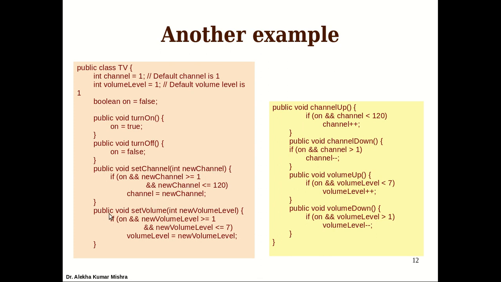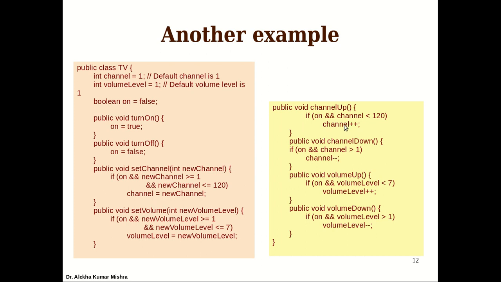Then set volume. We can also set the volume. The volume level is maximum 7, minimum 1. Again, the TV has to be on first, and the volume level should be within the range. Then we can update the current volume level with the new one. So volume level is updated by set volume, channel is updated by set channel, and we can do channel up. Generally we have a plus button and a minus button, right? These two methods, public void channel up and public void channel down, implement the plus and minus buttons of your remote.